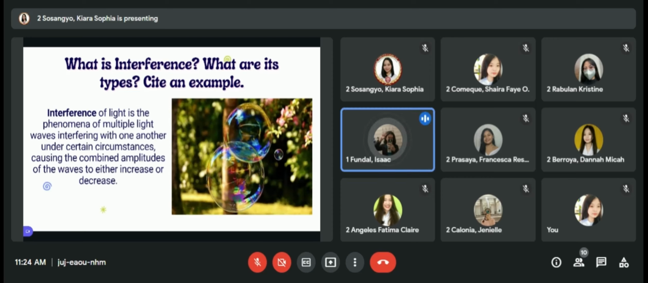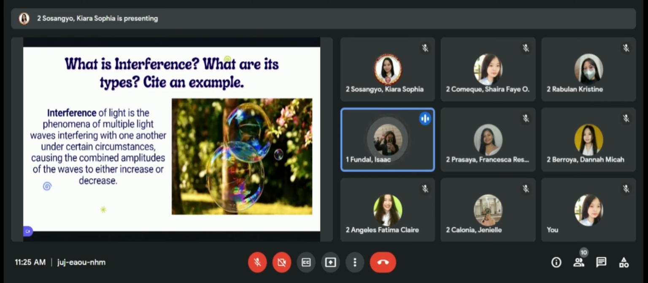What is interference? What are its types? Cite an example. Interference of light is the phenomenon of multiple light waves interfering with one another under certain circumstances, causing the combined amplitudes of the waves to either increase or decrease. A major example of this is two bubbles colliding with each other. When the bubbles collide and combine, the multiple light waves also combine and form another wave whose amplitude increases, and that's what we call constructive interference.